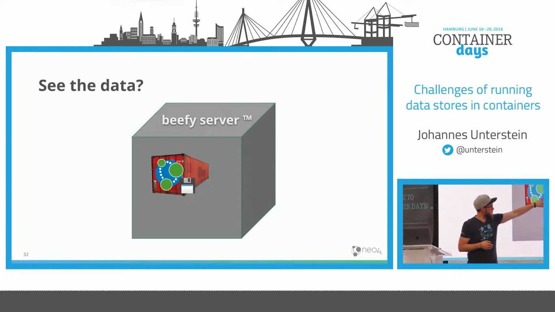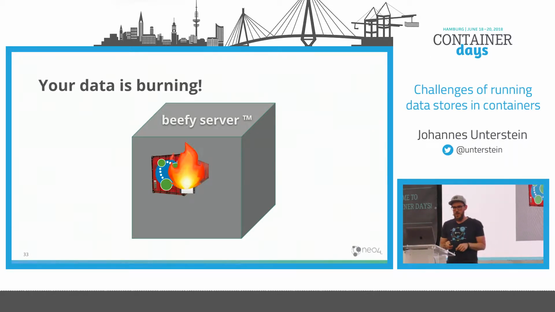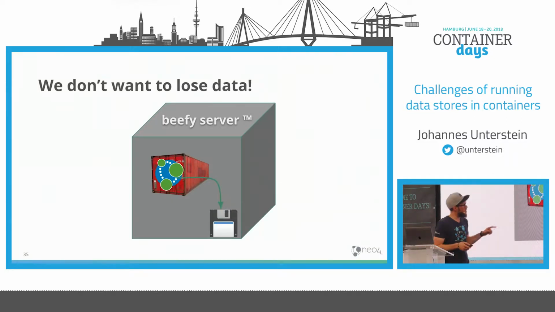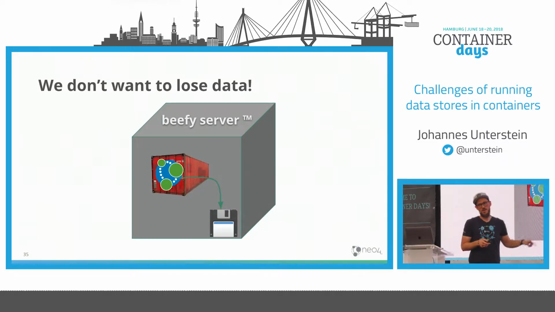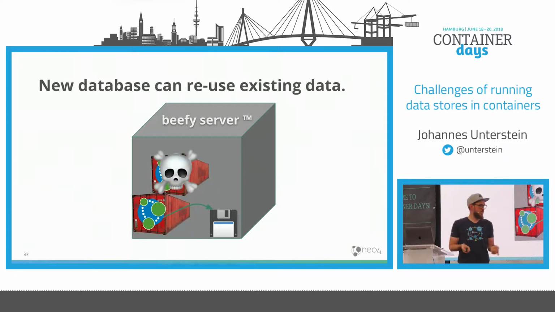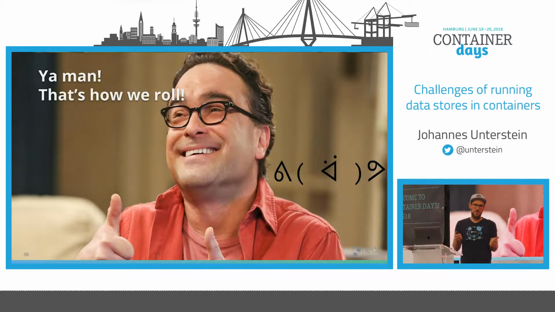So this little floppy disk is our data. If the container crashes while the data is in the container, snap, we lost data. That's not good. We don't want to lose data. So we're going to mount our data to the host, so that if our container crashes, the data is still there, and we can restart a new container with our database connected to the data, and we're still good to go. So, rock and roll, we saved our data.